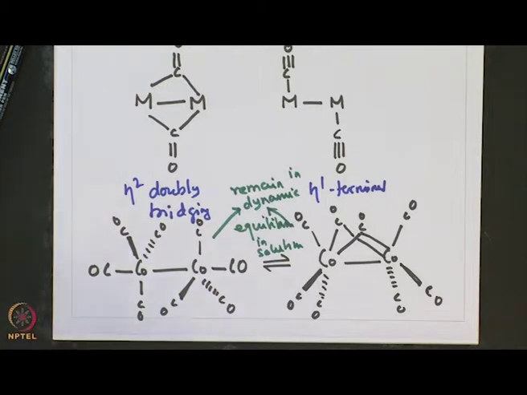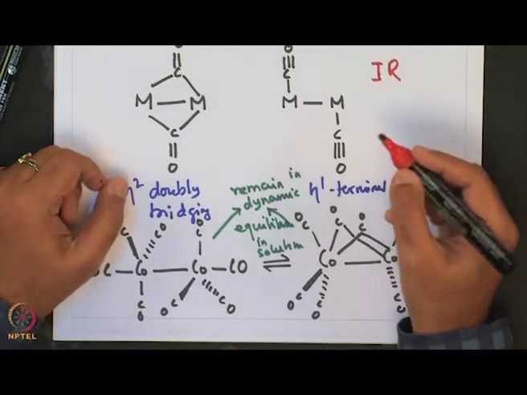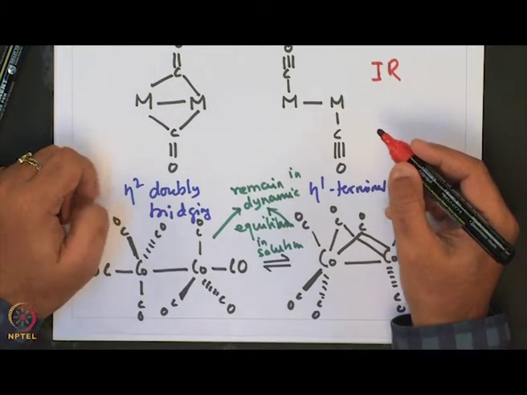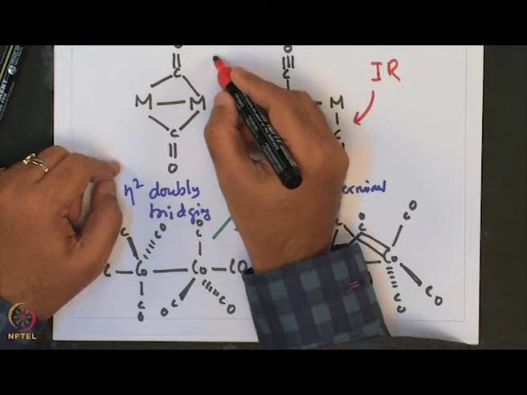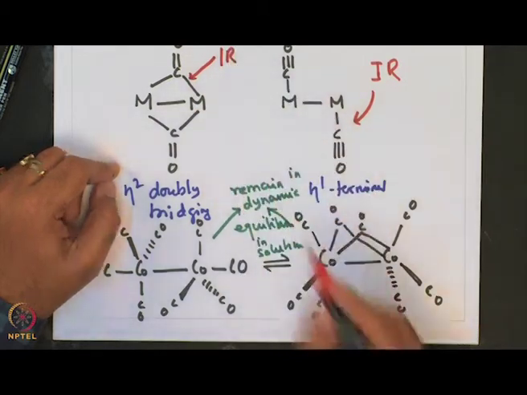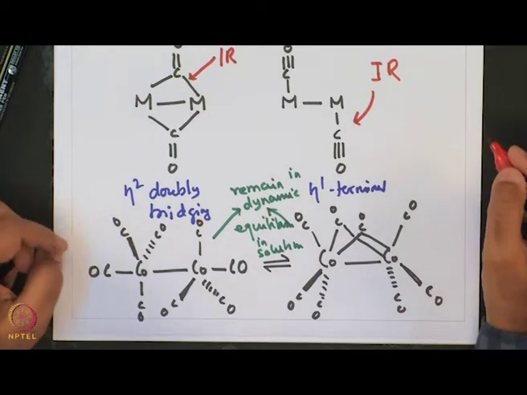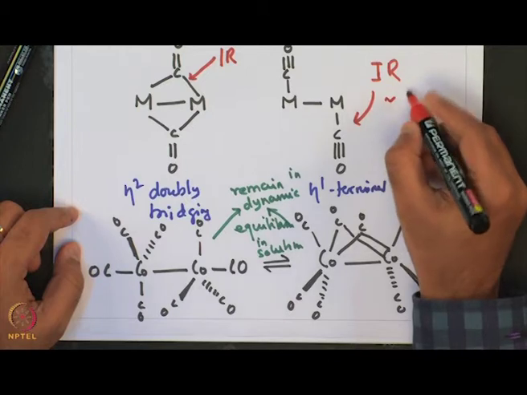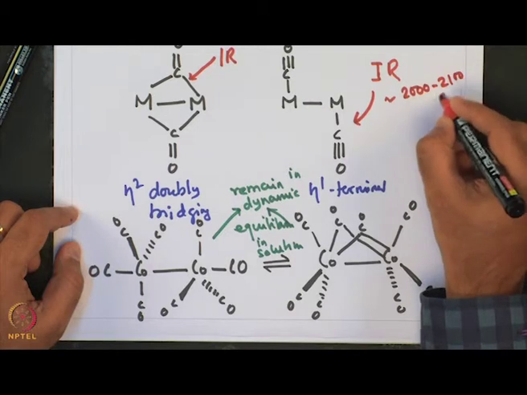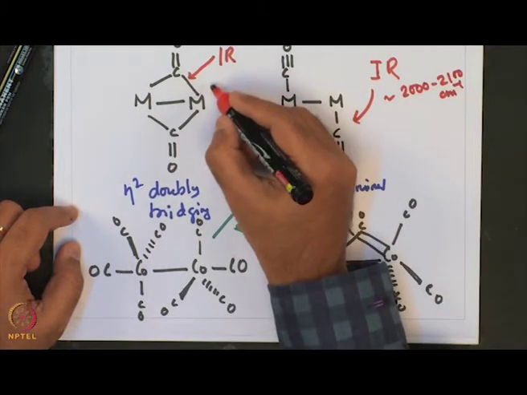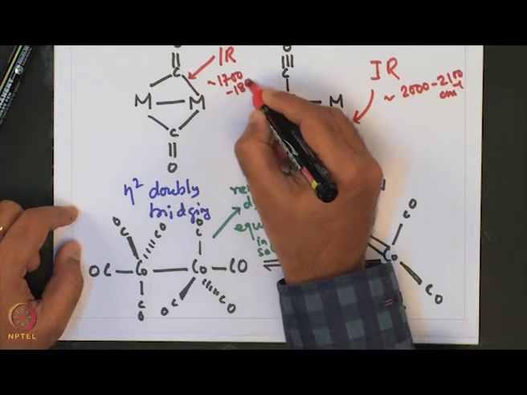Now, infrared spectroscopy is an excellent tool for monitoring or characterizing these modes of vibration, and they would be different for the terminal ones as opposed to the bridging ones. So, the bridging ones as well as the terminal ones appear at distinct regions. This one comes around 2000 to 2100 centimeter inverse, whereas this would come somewhere around 1700 to 1800 centimeter inverse.